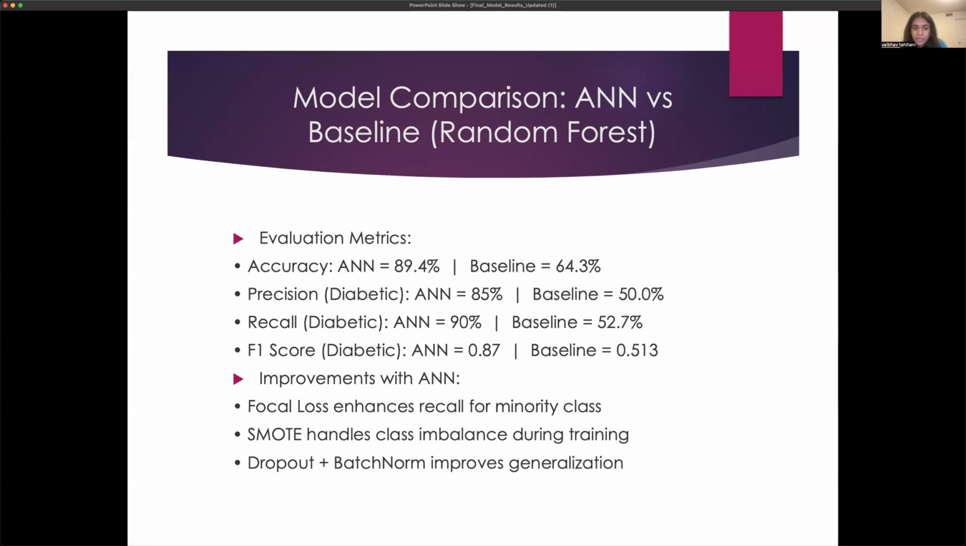So, moving ahead, we are comparing our ANN model with our random forest model, which we used as our baseline. The random forest model achieved only 64.3% accuracy with a precision of 50% and a recall of 52.7% for the diabetes class. In contrast, our ANN model significantly outperformed these metrics, demonstrating the impact of our neural architecture, proper class balancing using SMOTE, and specialized loss functions. We also explored using CNNs, but their performance was limited because CNNs are better for image or spatial data and not for structured tabular datasets like ours.